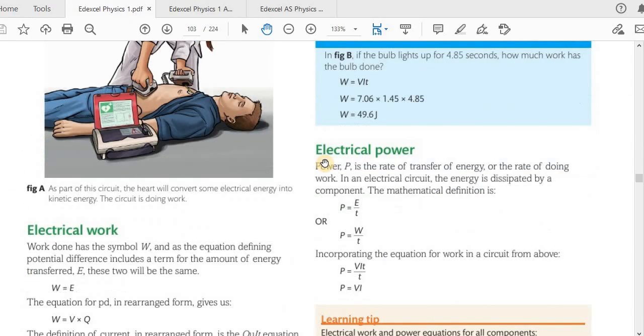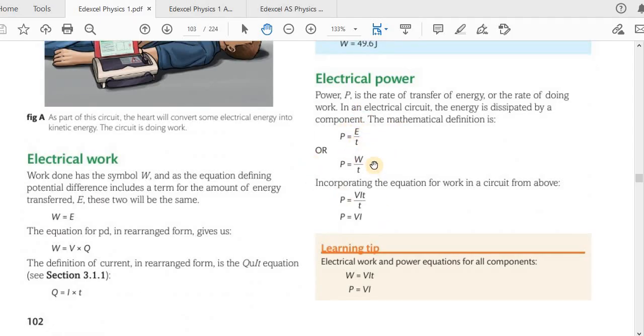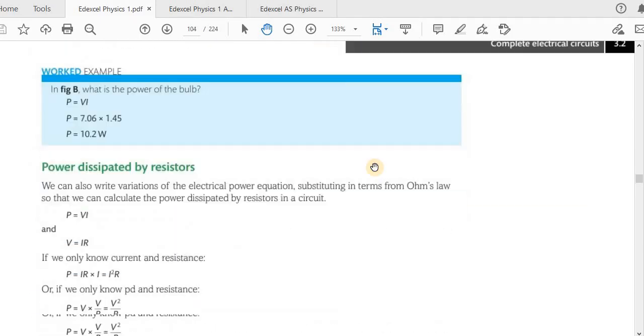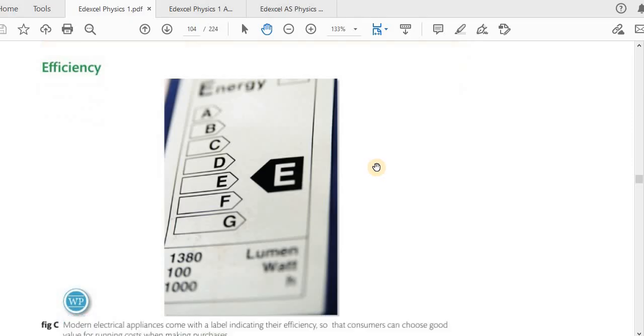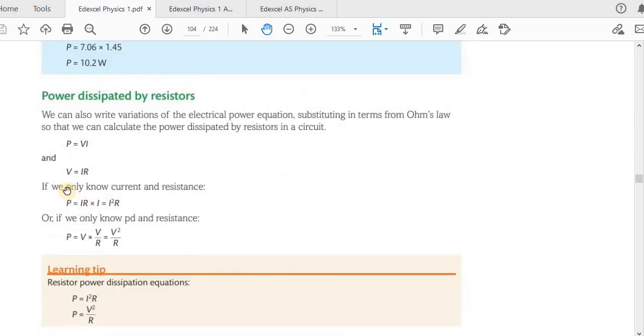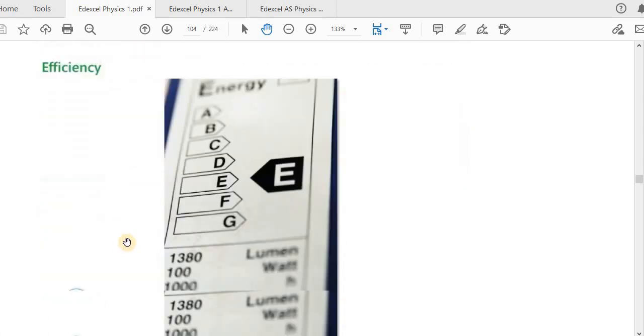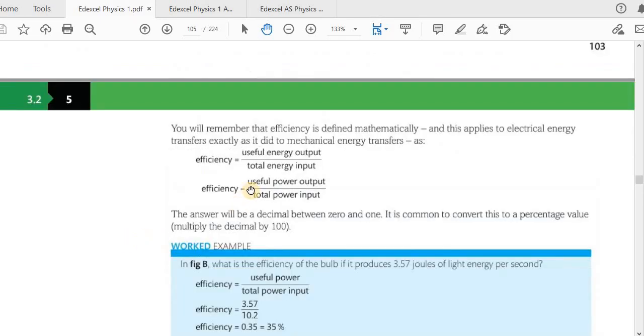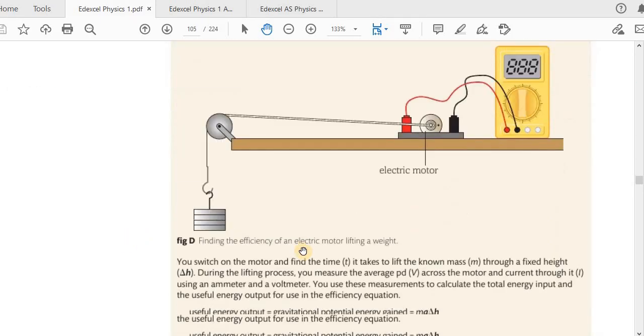You would have learned these equations in the O-level class also. Power equals energy over time, and also power equals work done over time, because work done is equal to energy transferred. Then using these two equations we can write this: P equals I squared R and P equals V squared over R. P is the power, efficiency you have learned in the O-level class.